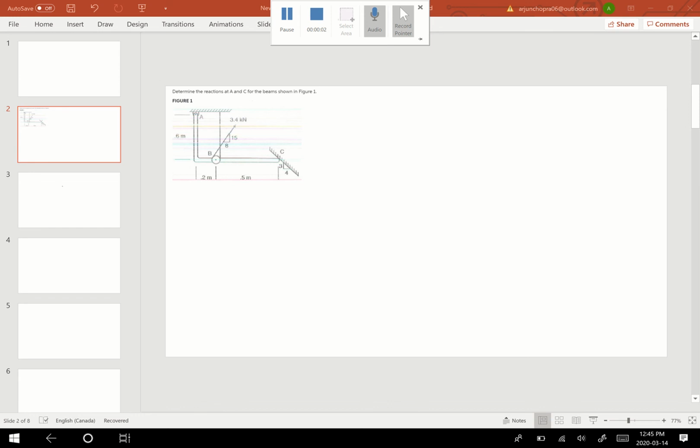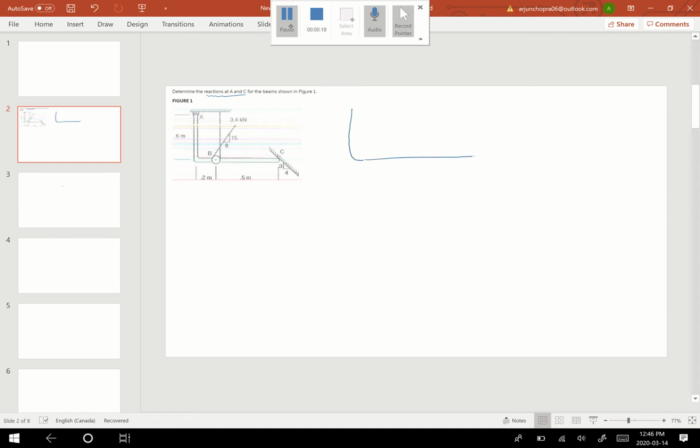Let's look into another question. Determine the reaction loads at point A and C. Again, in this one, I wanted to find the reaction load. So if I'm trying to find the reaction loads, I need to draw the complete body diagram. So I'll start with the complete body diagram.